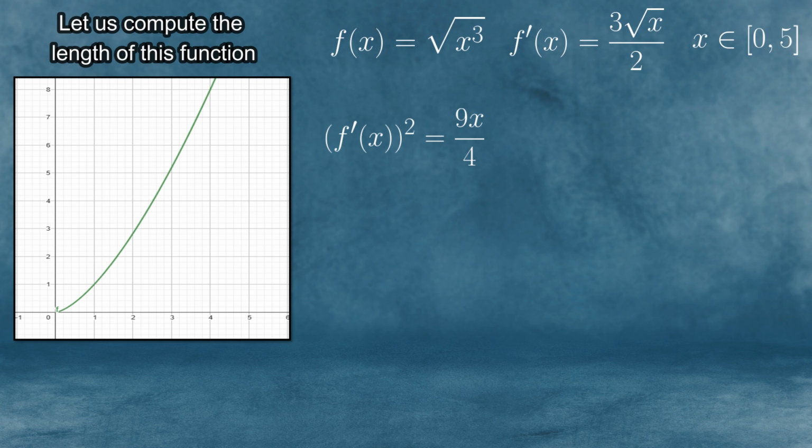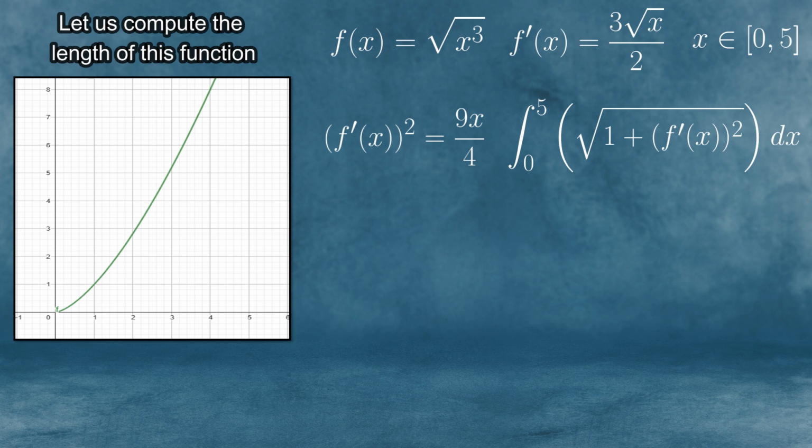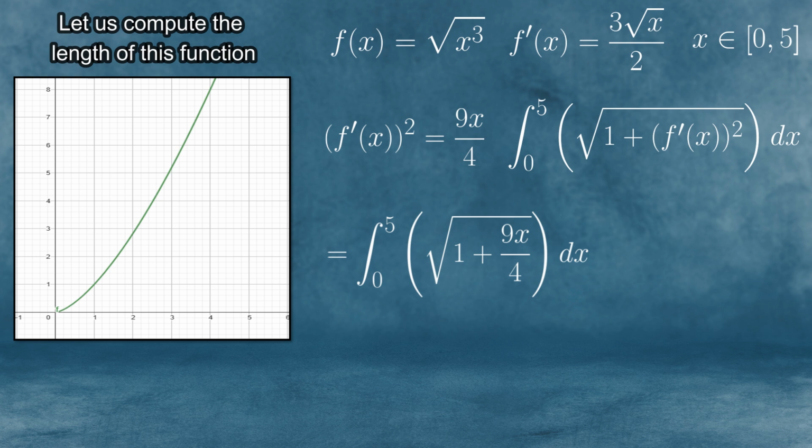Thus, the length of the curve from 0 to 5 will be given by the integral from 0 to 5 of the square root of 1 plus y prime squared dx. And by doing the substitution, we will have the integral from 0 to 5 of the square root of 1 plus 9/4 x dx, which can be rewritten as 1/2 times the integral from 0 to 5 of the square root of 4 plus 9x dx.